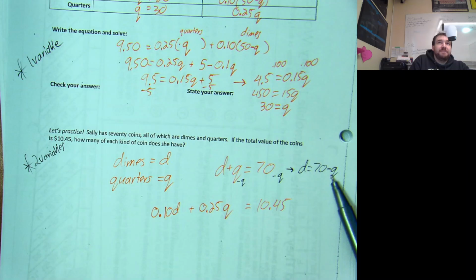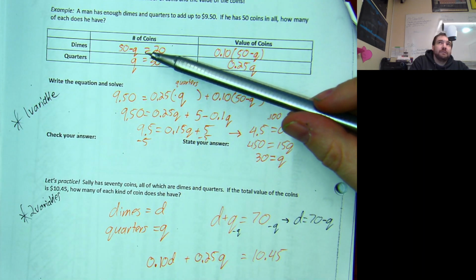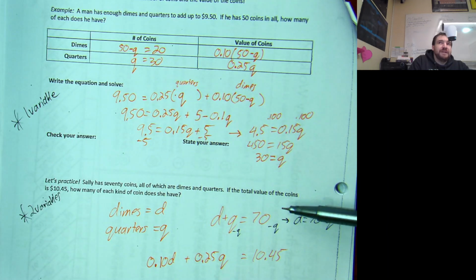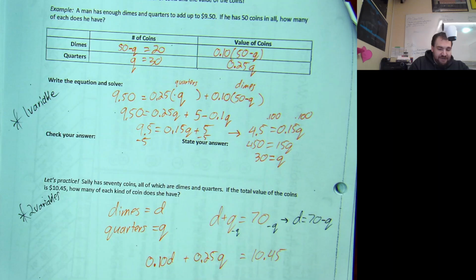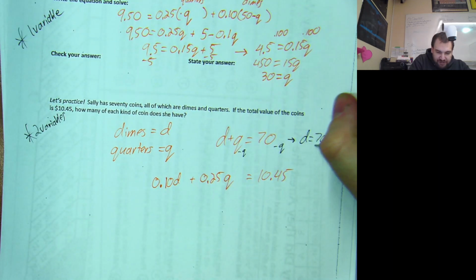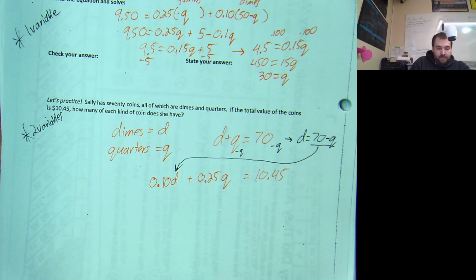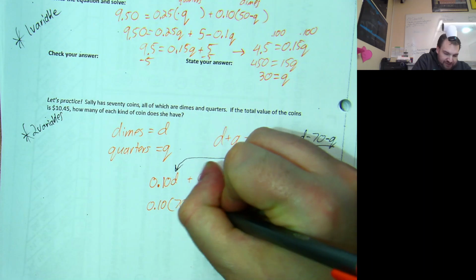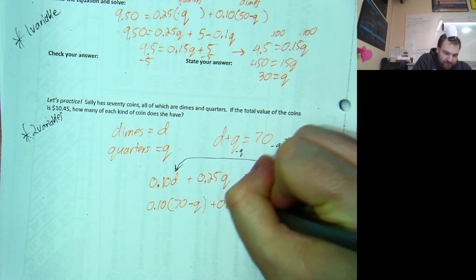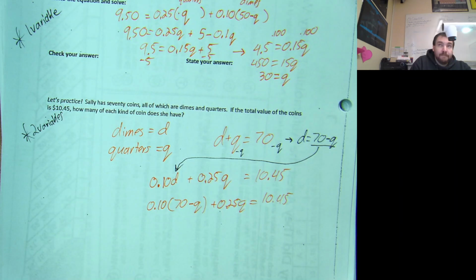This is where we just jumped in before when we had the chart. So two variables means I just have to do this extra piece of work instead of just thinking it through up here. Otherwise, it follows exactly the same. I take my expression for D and put it in the other equation. So I'm going to get 0.10(70 minus Q) plus 0.25Q equals 10.45. And now you can solve this thing from here.